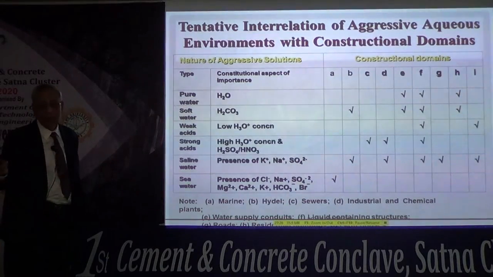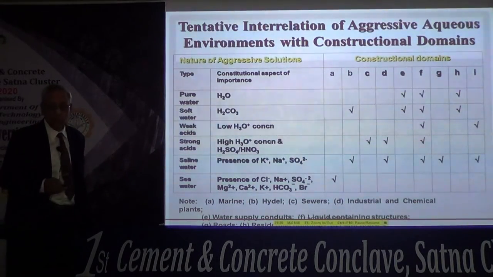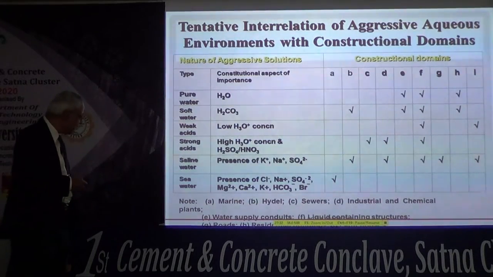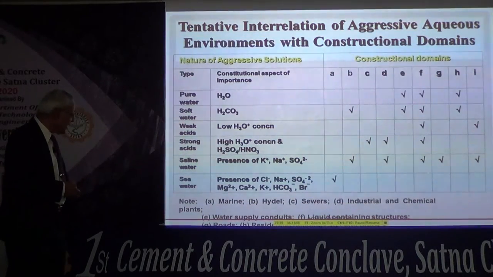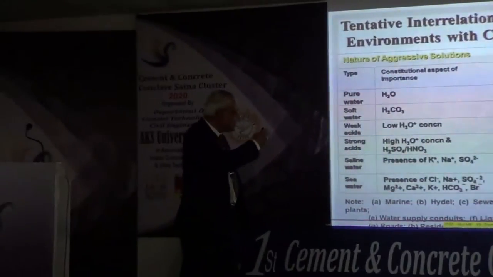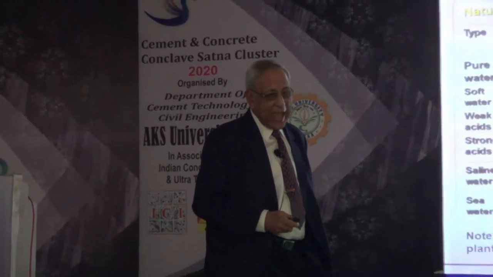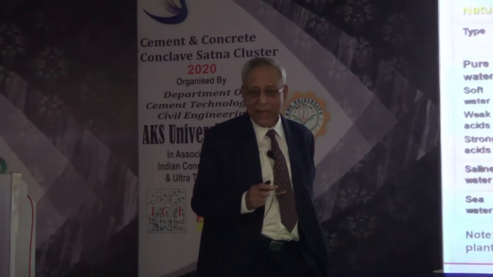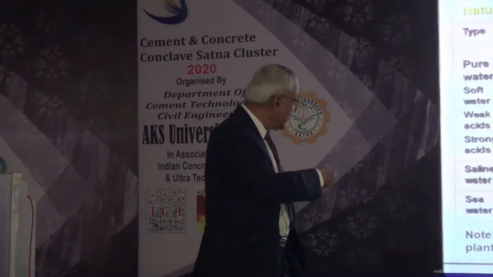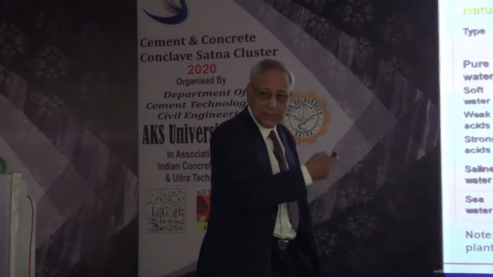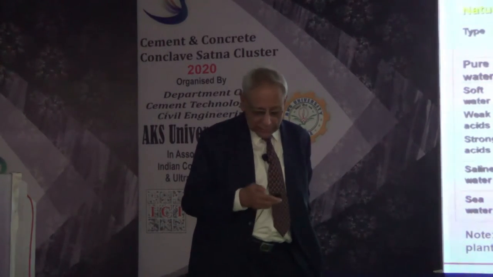That's a very damaging material which can affect you very badly, and it has happened and is happening in our country. Fourth is, of course, the industrial and chemical structures. Fifth structural domain is the water supply conduits and liquid containing structures. Like that, we can really make all the structures grow into different constructional domains. And each of those domains has susceptibility to many of these corroding agents differently. They are not the same.